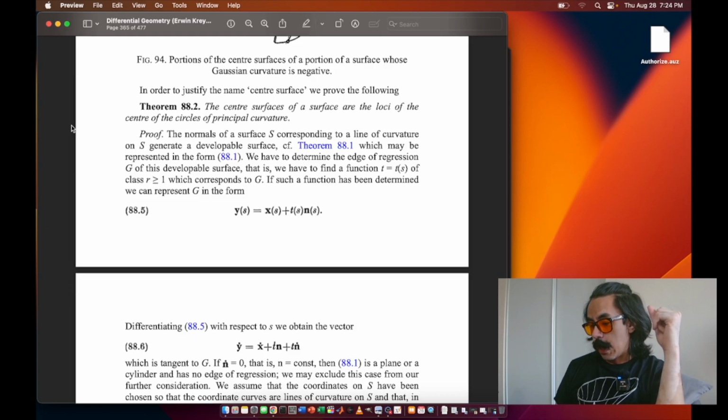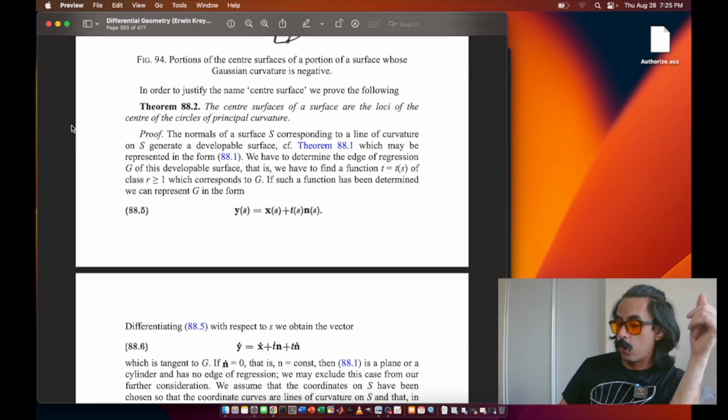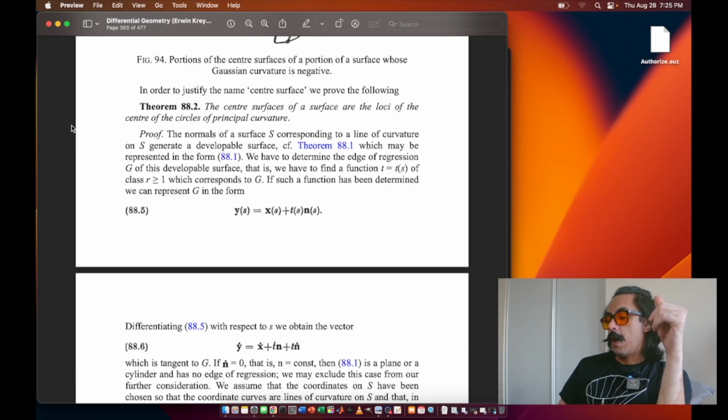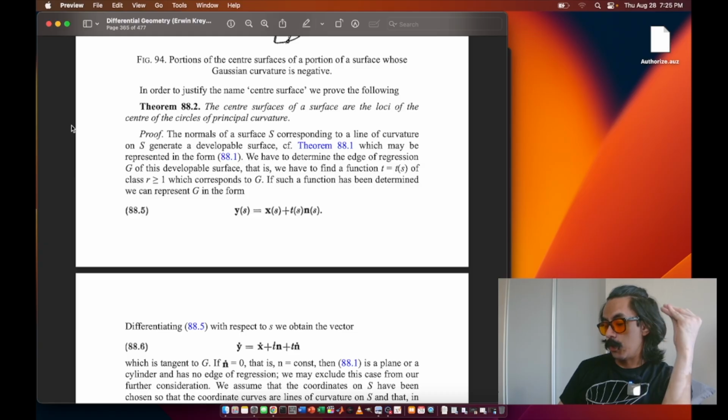The normals of a surface capital S corresponding to a line of curvature on S generate a developable surface. Refer back to theorem 88.1, which may be represented in the form of the ruled surface from the very beginning of this section. Expression 88.1, that's the vector y in terms of S and t. We have to determine the edge of regression, capital G, of this developable surface. That is, we have to find a function t, which equals t of s, lowercase s, of class r greater than or equal to 1, which corresponds to capital G, the edge of regression.